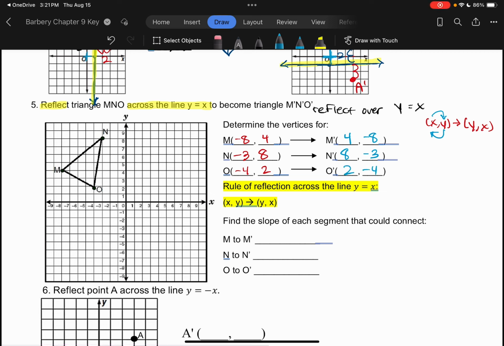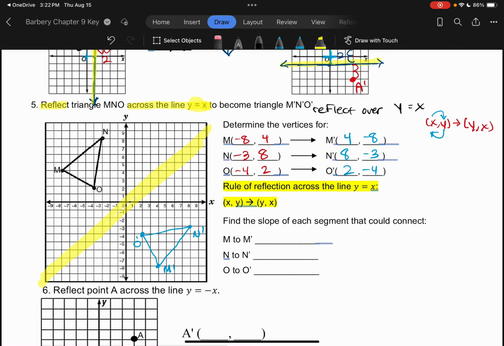So now, let's plot those points. We got 4, -8 right here. That is M prime. Then we got 8, -3. Here is N prime. O prime is 2, -4. If I connect these, there is our new figure. There's the image. And remember the line y equals x? This actually looks something like this. So it does look like it flipped over that line.